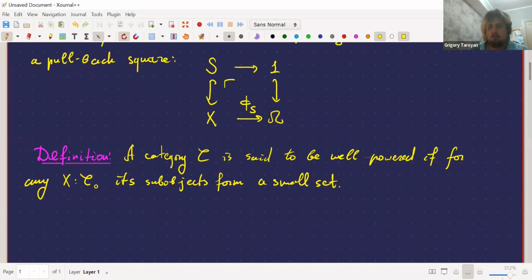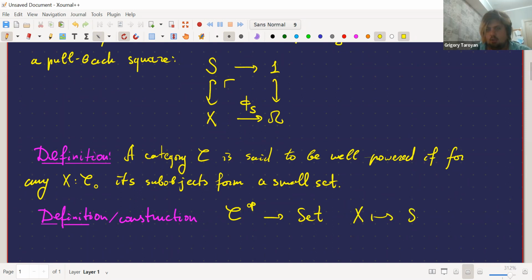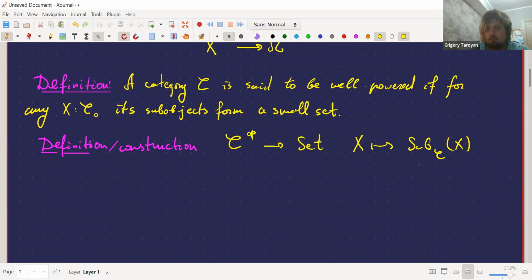The thing is that we need this definition to say that we have a functor from the category C^op to sets, which maps an object to its set of subobjects. So subobjects are monomorphisms into X up to equivalence. Those guys are just monomorphisms to X up to the following equivalence.